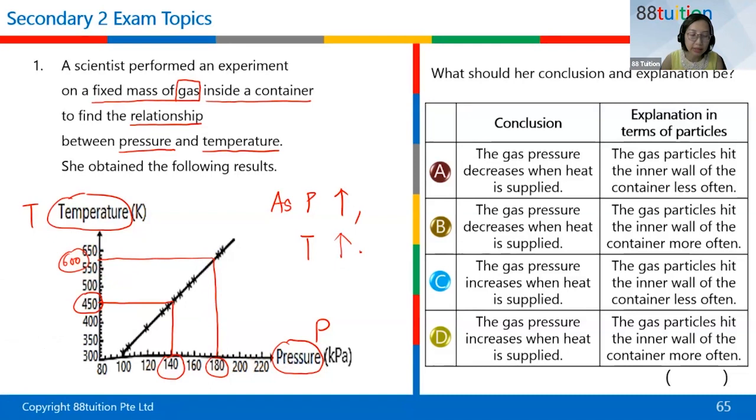So this is how you read the graph. The graph is very simple. You can see that the graph is climbing upward. So that means as pressure goes up, temperature also goes up. And everybody try and give me the answer A, B, C, or D.